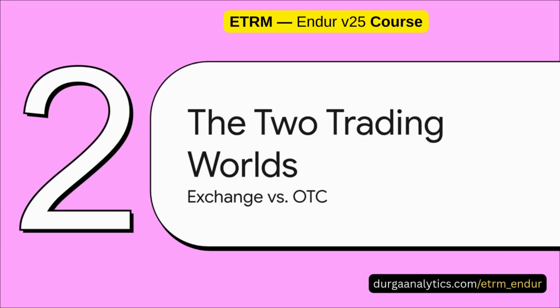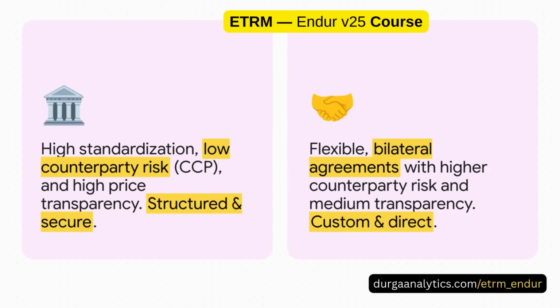All right, now that we've seen the venues, let's zoom in on the two totally distinct worlds of trading that happen there. Inside any ETRM system, you have to manage both. And trust me, understanding this difference is absolutely critical if you want to configure your system correctly. On one side, you have your exchange-traded products. These are highly standardized, super transparent, and they have almost no counterparty risk. Why? Because a central clearinghouse guarantees every single trade.